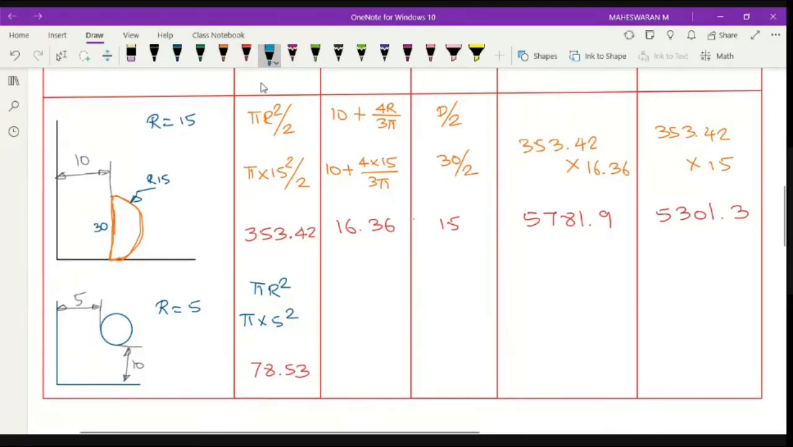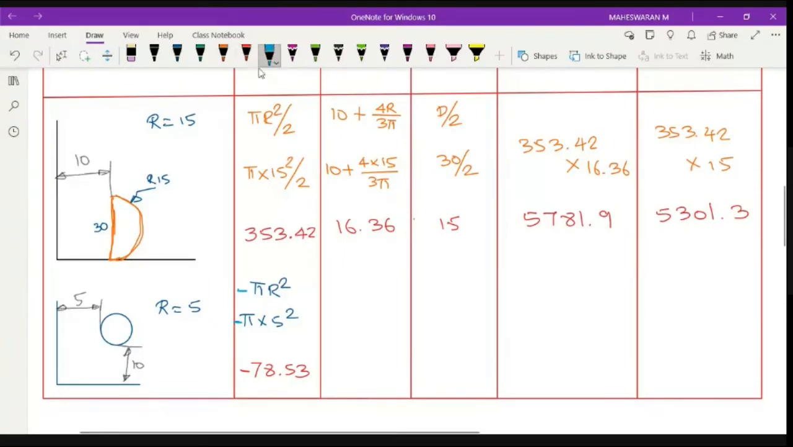78.53. So make sure, most of them will make a mistake. This has to be a negative one, right? Indicating that you are subtracting this area, right? So it is minus. Okay, so don't forget this, the entire problem will go wrong. So you have to be careful in identifying which is a positive value and which is a negative value, right?